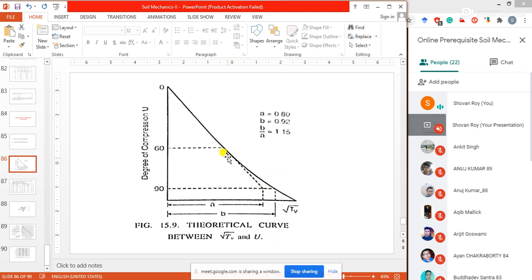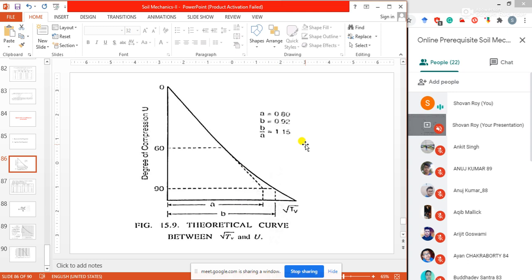At 60 to 90, the a value is 0.80 on the straight line, but the actual deviated value, the b value, is the actual curve value. This is the tangent, we can say one tangent. This is the actual compression with time factor, the actual degree of compression or degree of consolidation, this b value. But if we draw a tangent or straight line, this is the a value. And this extended deviated part we can calculate by the b value by the a value, that is 1.15 times.